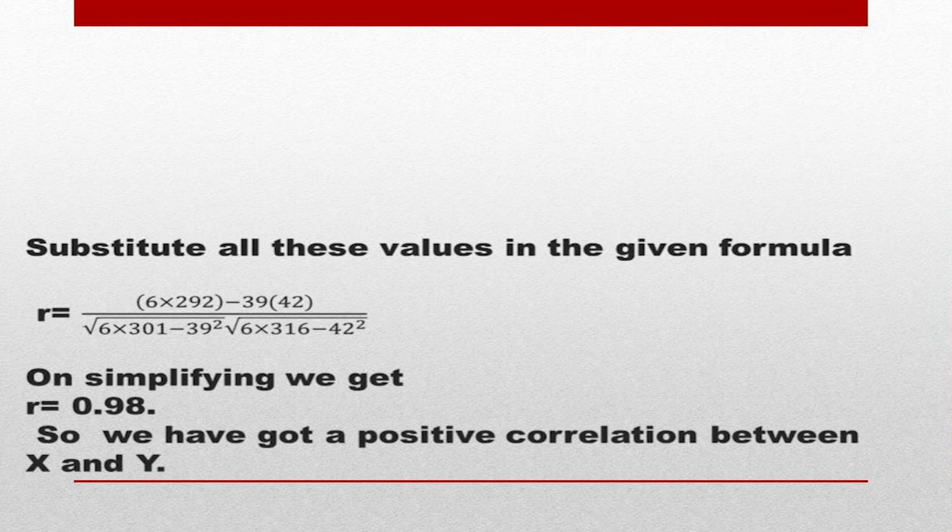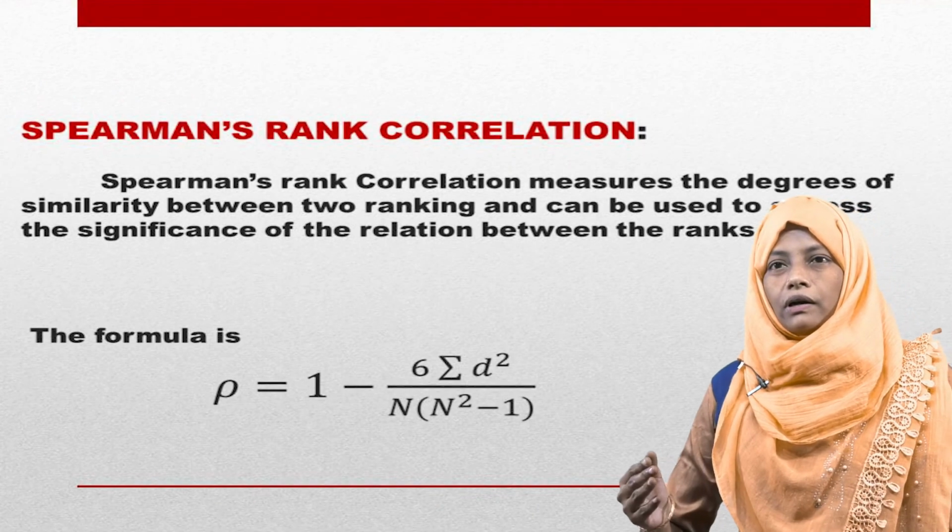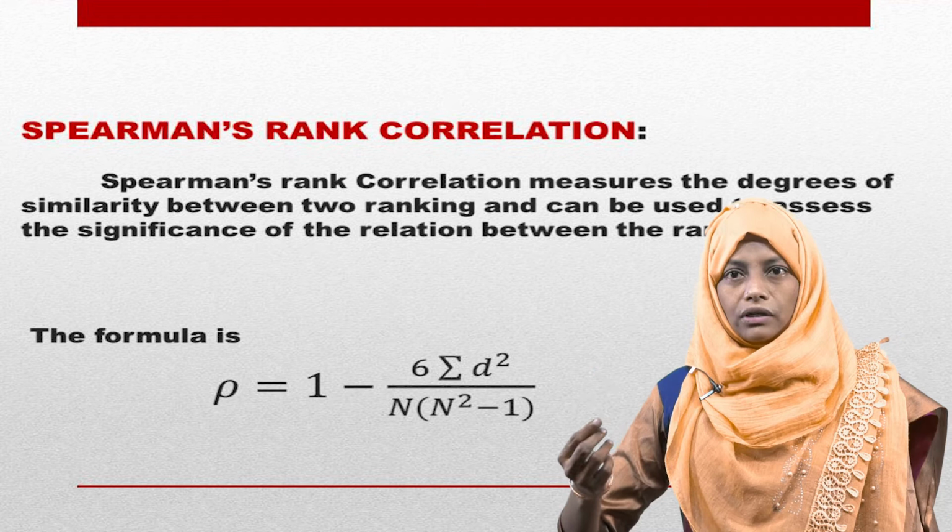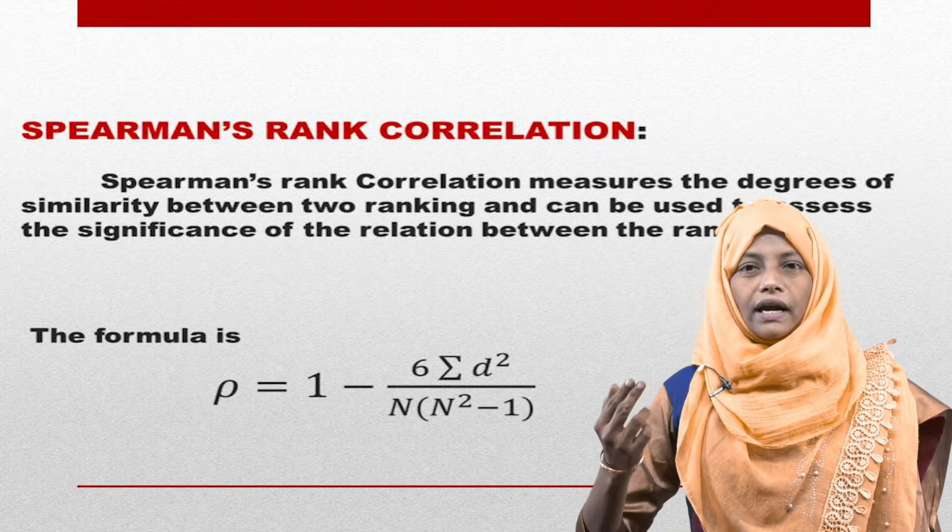In r, that is r equal to 6 into 292 minus 39 into 42, divided by root of 6 into 301 minus 39 the whole square, into root of 6 into 360 minus 42 the whole square. On simplifying, we get r becomes 0.98. Here the value of r is positive. So we have got a positive correlation between x and y.